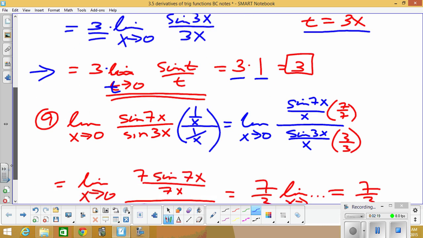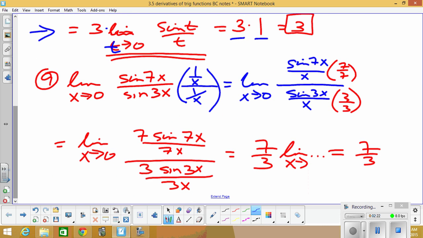If I want to do example 9 from the homework, I have the limit as x approaches 0 of sine 7x over sine 3x. So I'm going to multiply by 1. I'm going to change the look of these expressions by multiplying 1 over x by 1 over x, and I distribute this in, and I get this expression here. I'm going to multiply the numerator and the denominator by 7 over 7 and 3 over 3. Or you can think of it as multiplying each of the numerator and denominator by 1.